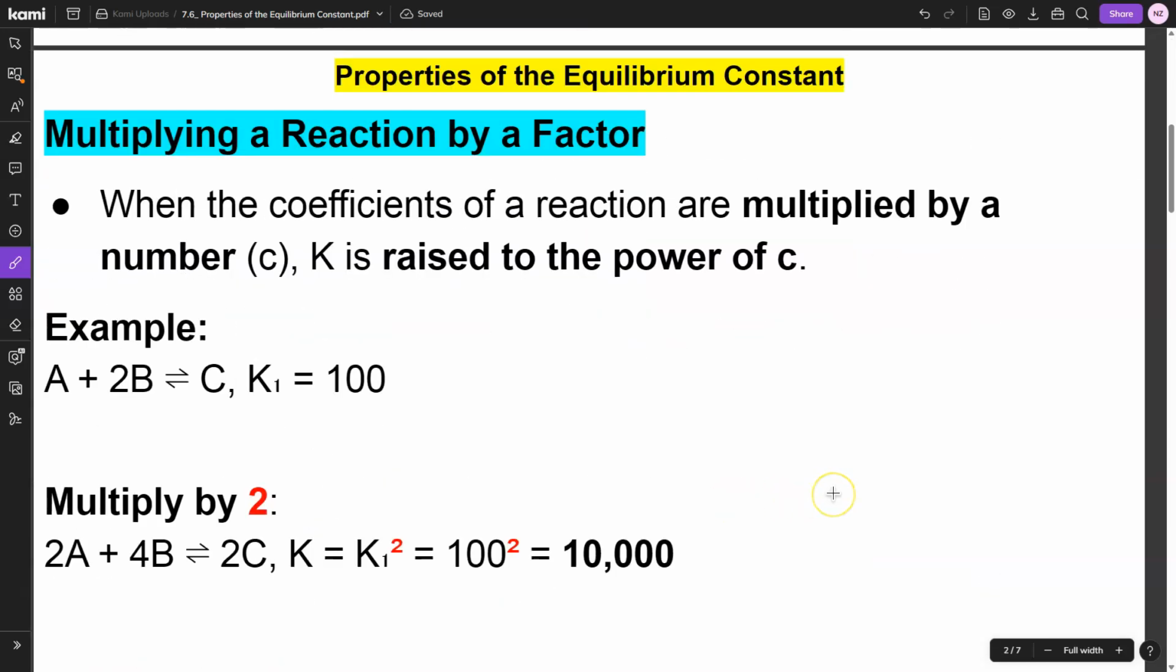Next, if we multiply our reaction by a factor, we are going to raise it to a power of whatever that factor is. So in our example equation here, A plus 2B will give us C with an equilibrium constant of 100. If I multiplied every species in our reaction by a factor of 2, then I would raise my equilibrium constant to a power of 2. So 100 to the second power would give us 10,000 as our new equilibrium constant.